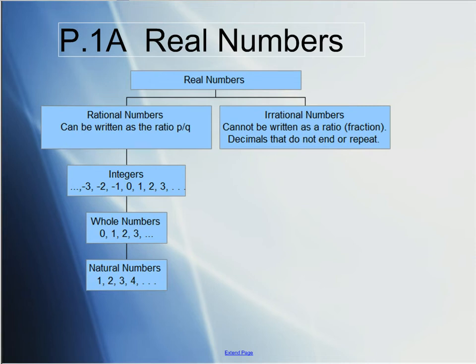The natural numbers are the numbers that you would naturally count. 1, 2, 3, 4, 5.